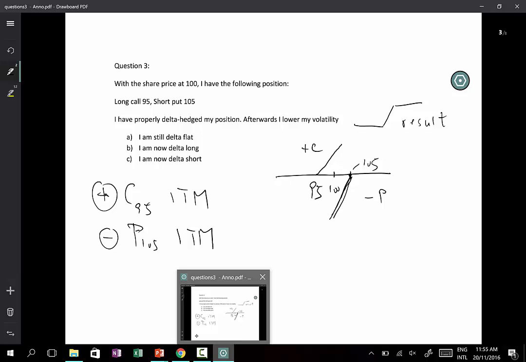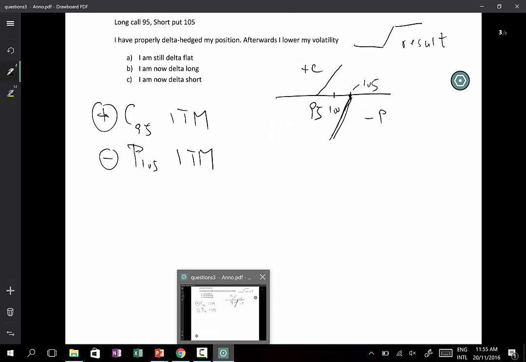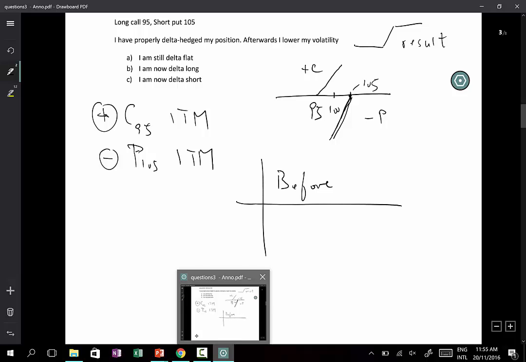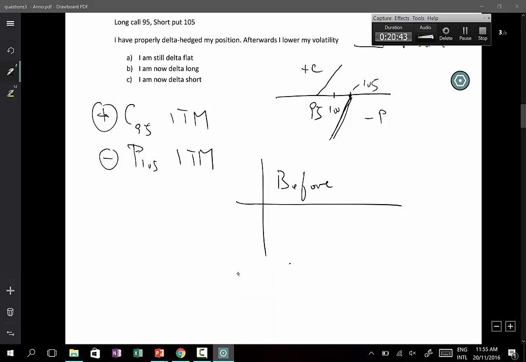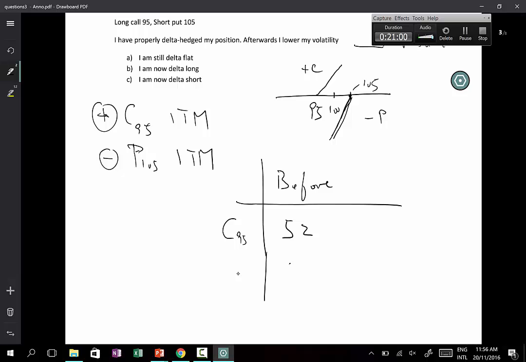The way to look at it is like this. So first of all, let's do a before and after. Okay, so before, for the 95 call, now this one is in the money. So let's say the delta is somewhere around 52. Okay, and when you are long the call, you are long delta, so this will be a plus sign.